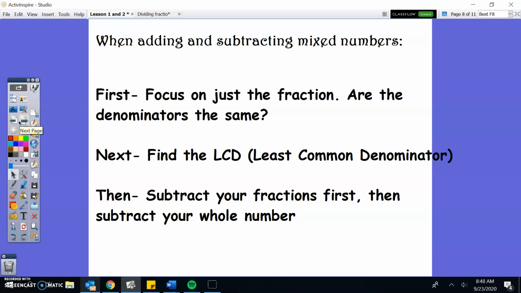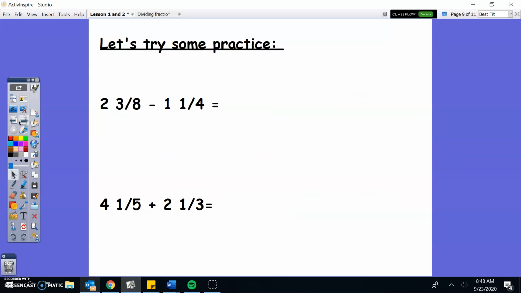So here we go. Let's try some together. So I want you to try these questions either on paper or on your desk. Go along with me as I go through them. So I see a mixed number first, and I'm going to rewrite this to make this look a little bit better here. 2 3/8 minus 1 1/4. Okay. So I'm only going to focus on my fraction.